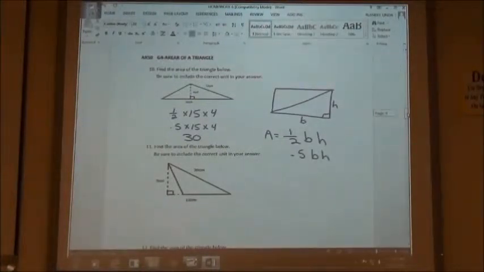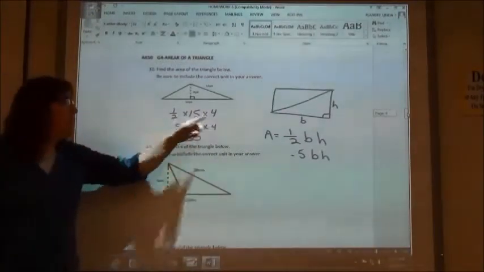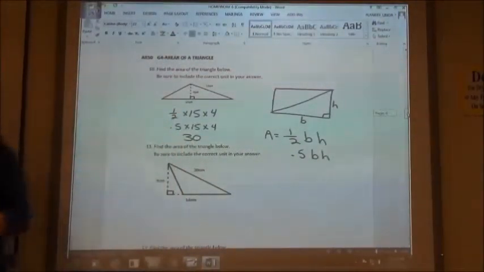Use your calculator. So 0.5 times 15 times 4. Right. Half of 4 is 2, and 2 times 15 is 30.